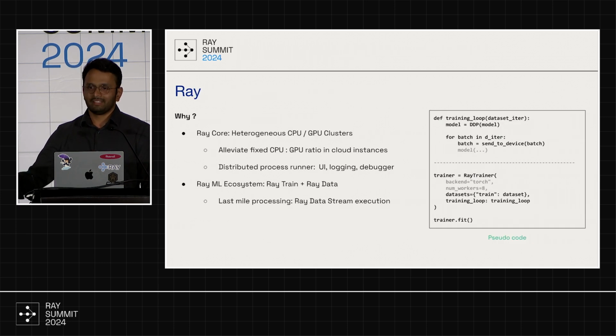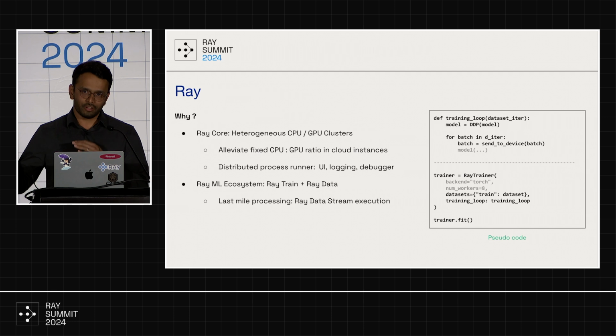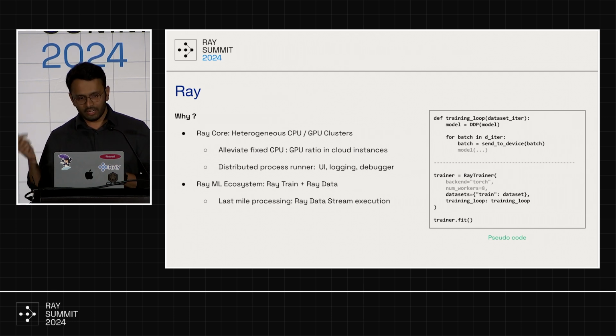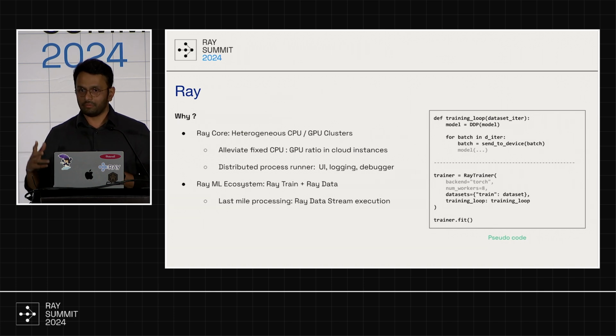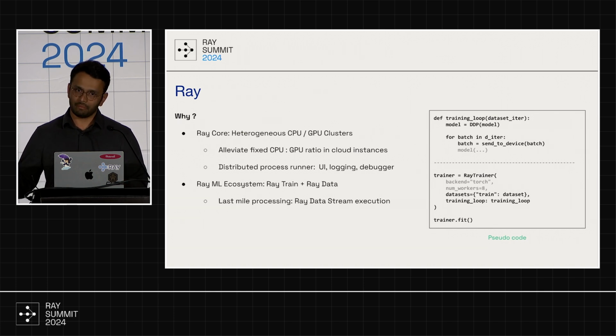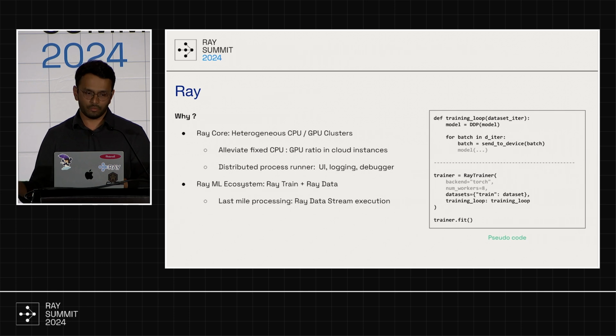So as you may guess, Ray was actually a good fit for us to solve this specific challenge, and that's why we adopted Ray. Particularly, two properties were of interest to us. One is Ray core is a distributed heterogeneous CPU-GPU runtime, which is exactly what we needed. We didn't just need GPU nodes. We wanted abundant CPU nodes to power the GPU nodes as well. And given that the training job is going to be distributed in its nature, you also need good UI and debugging tools, which Ray core provides out of the box.